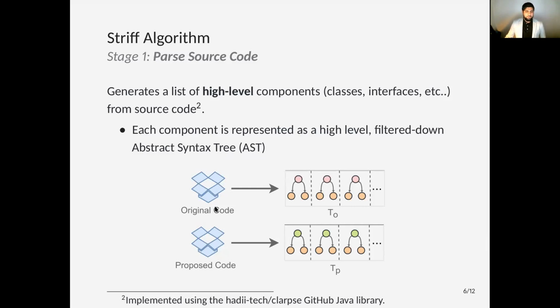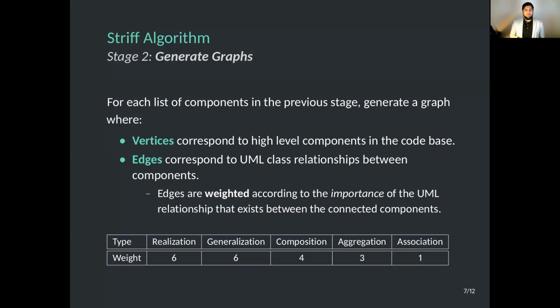What we do is parse each of these code bases and collect a list of high-level components that correspond to classes and interfaces, and these will form the building blocks of the Striff diagram as you just saw. Each component in this collection is represented as a high-level filtered down AST, in the sense that in the original code base, you would have a class with children of fields and methods, and that structure of fields and methods being children of the class would be reflected in this AST structure inside each collection.